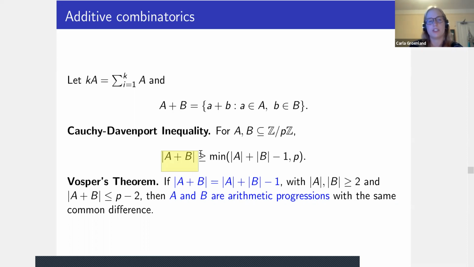Vosper's theorem tells us something about the equality case in Cauchy-Davenport. Cauchy-Davenport tells us how big such a sum set can be. And then Vosper's theorem tells us that if we achieve the minimum, then these sets need to be arithmetic progressions. We'll need a theorem like this where, if we have sets for which the sum sets are really good, then they're contained in a small arithmetic progression. I'll show that later.